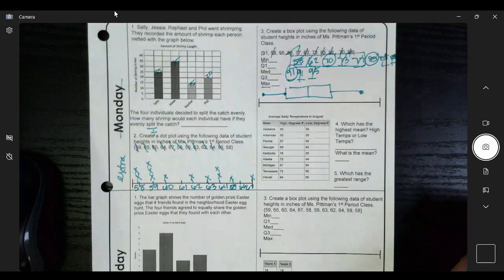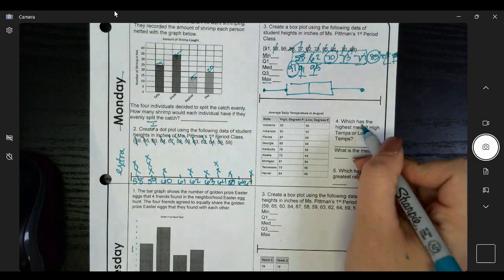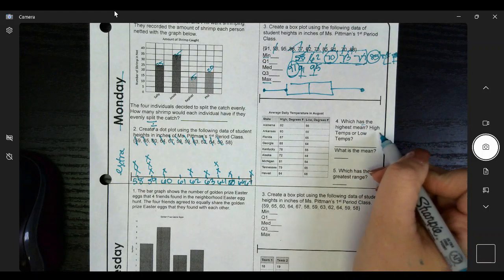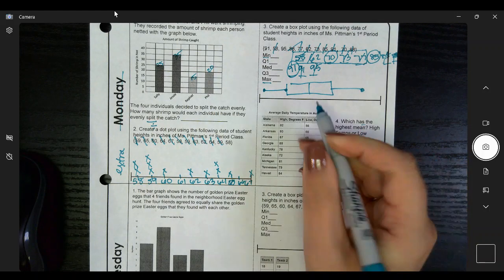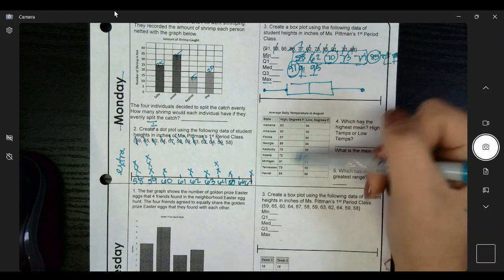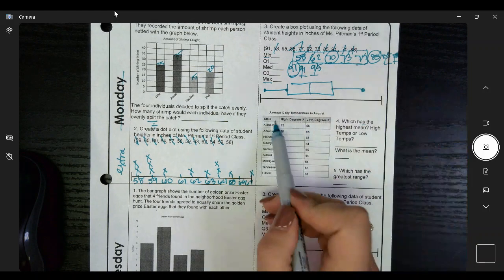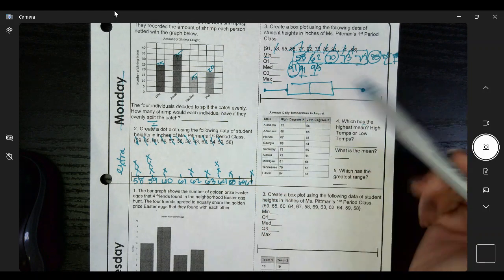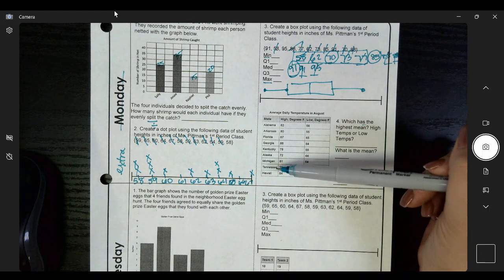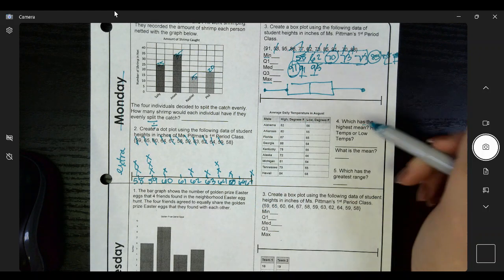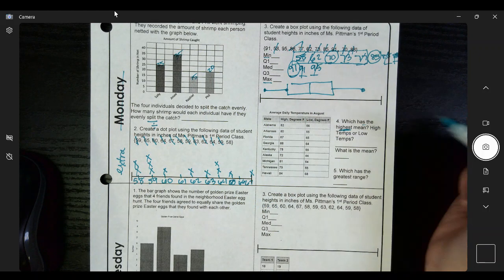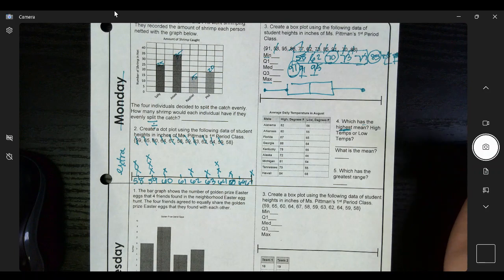Okay. Number 4 says, which has the highest mean, high temps or low temps? So here's our high degrees and here's our low degrees. And we're talking about average daily temperatures in August, and we have some different states, okay? We need to find which one has the highest mean. And remember, mean means to add it all up and divide by how many numbers you have.